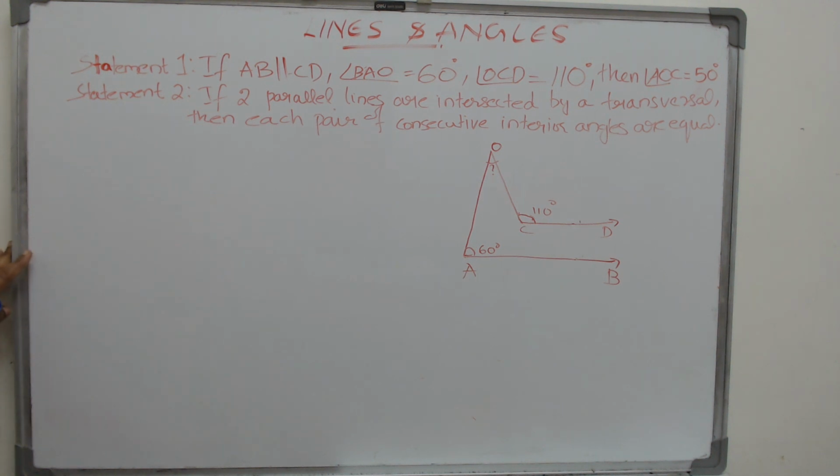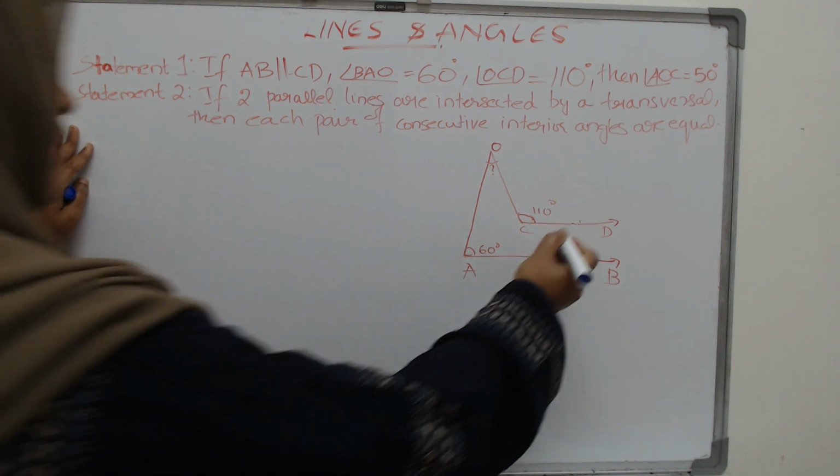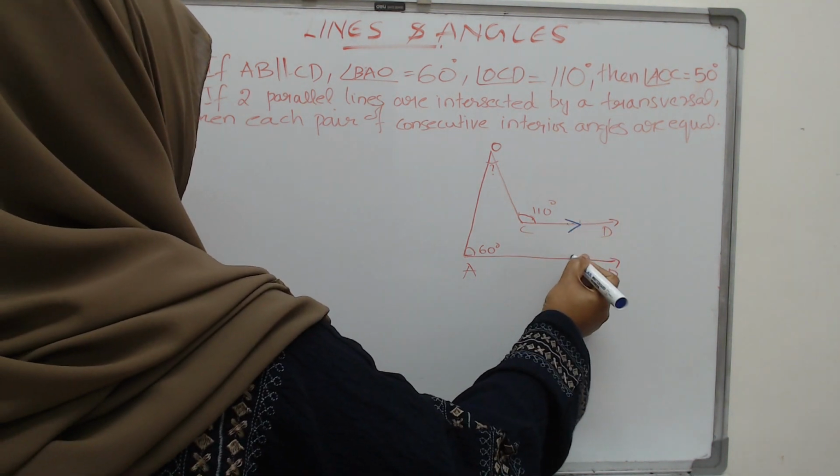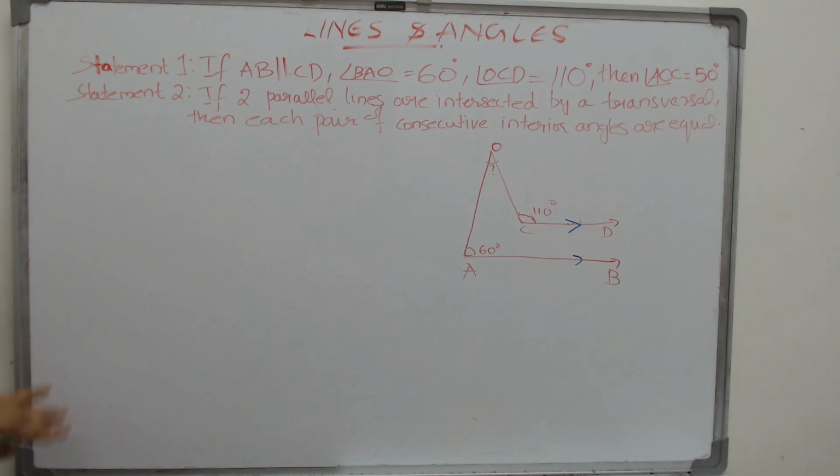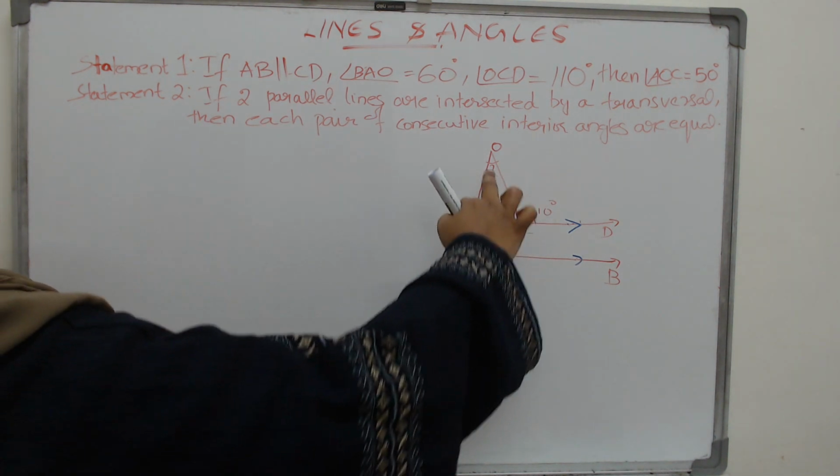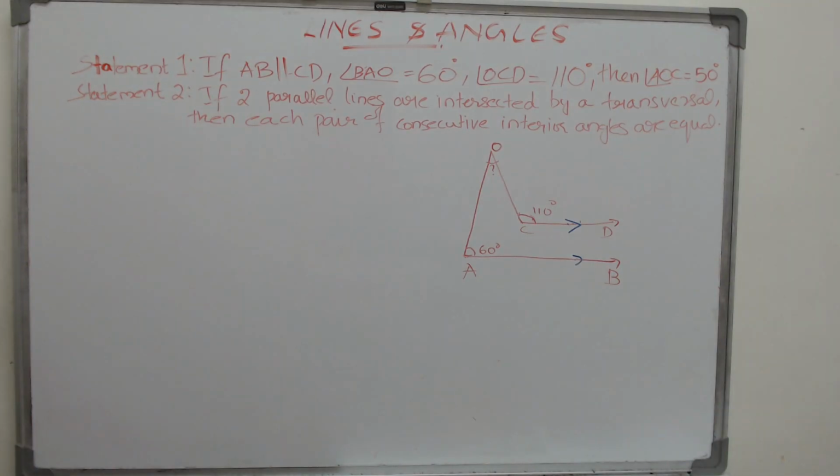Today, let us see some multiple choice questions and assertion reasoning questions related to lines and angles. This is our first question. What do you have? You have two parallel lines AB and CD, and two angles are given. You have to find this angle.